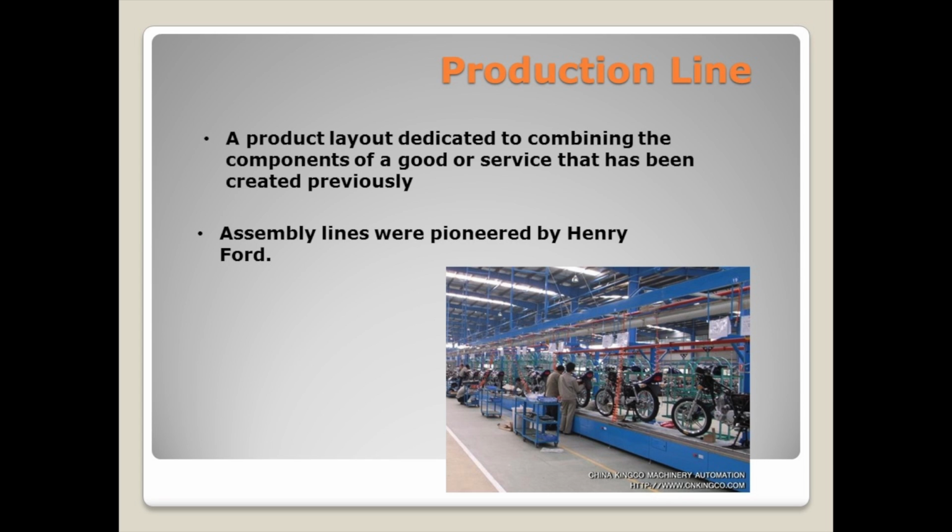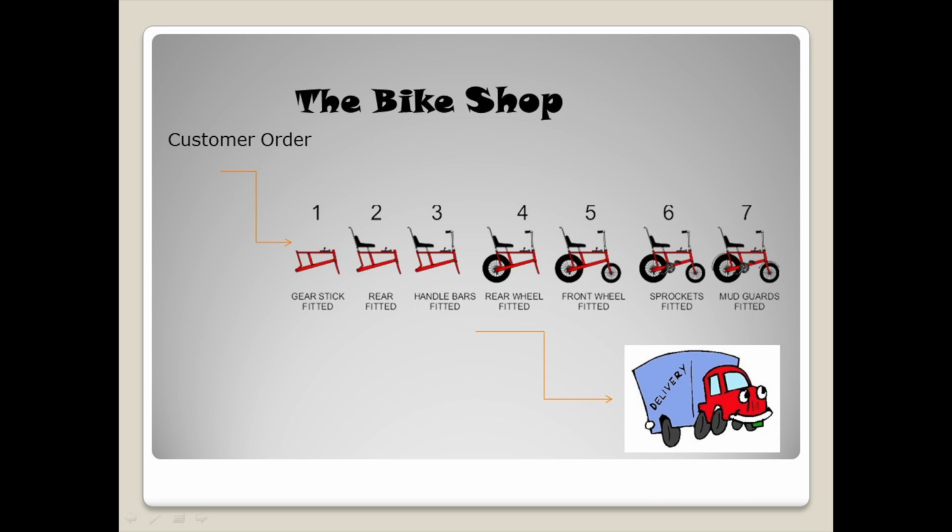Our primary example of a production line is the assembly of a bicycle from the beginning order from the customer to the process of developing the product to the delivery of the final product to the customer. We present to you the bike shop.